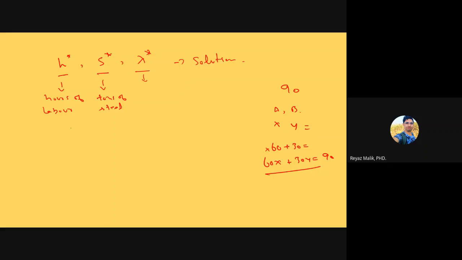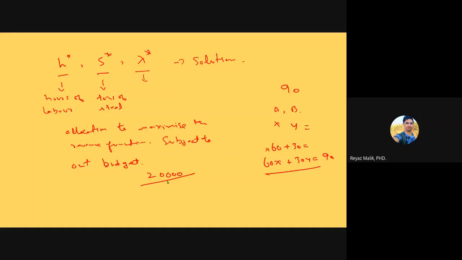What is the combination of these? The allocation of these to maximize the revenue function, subject to our budget constraint. Correct. So till now we have got it very clearly.